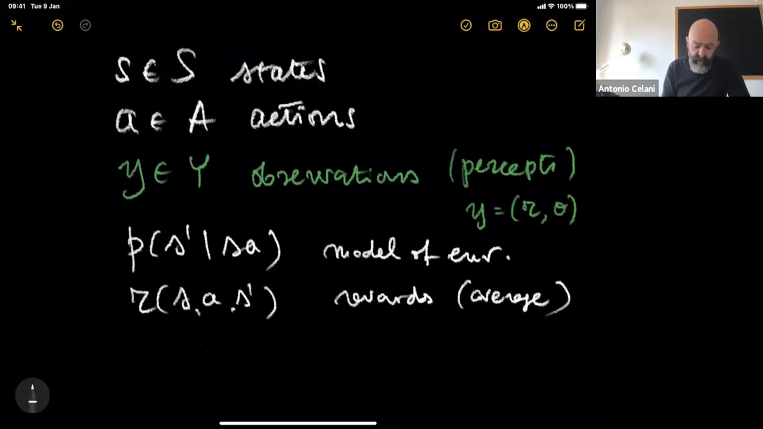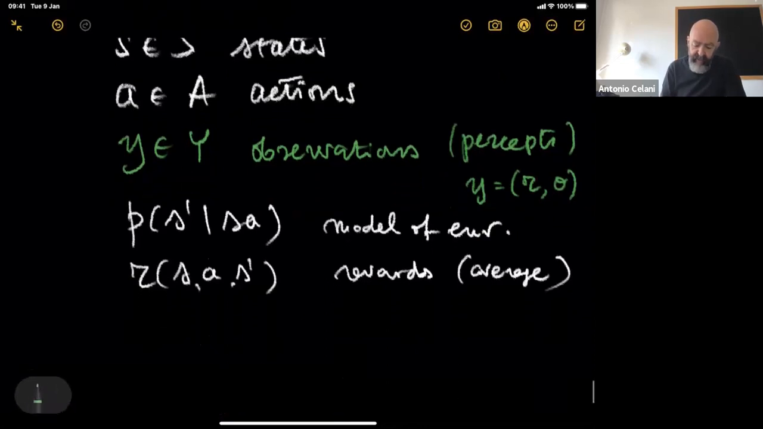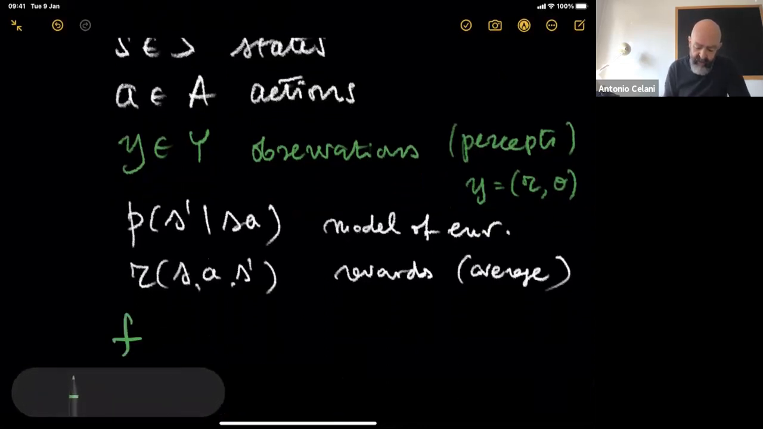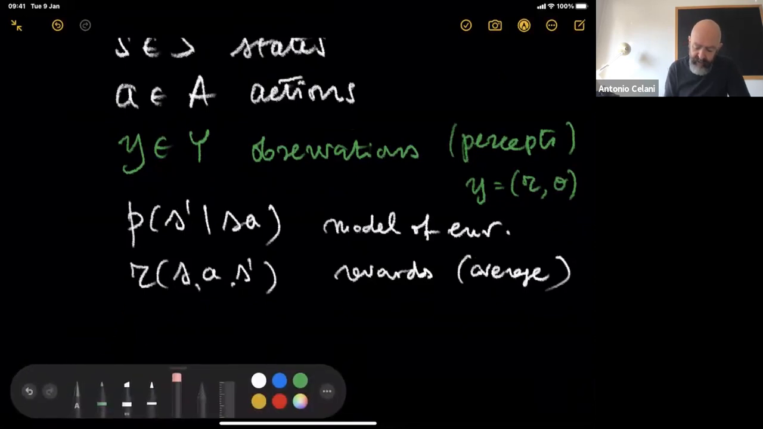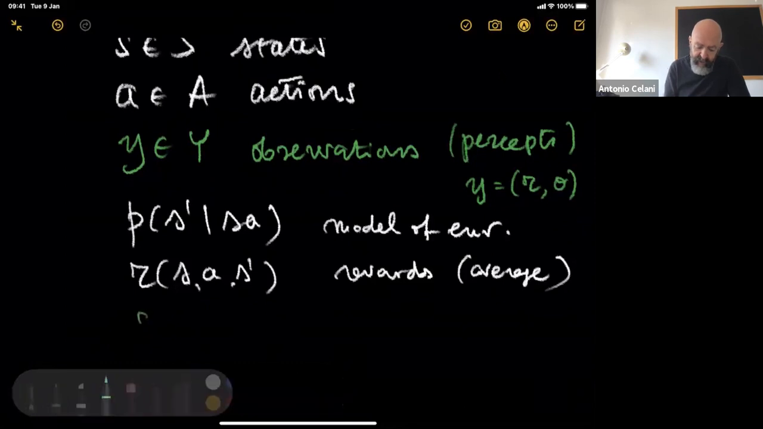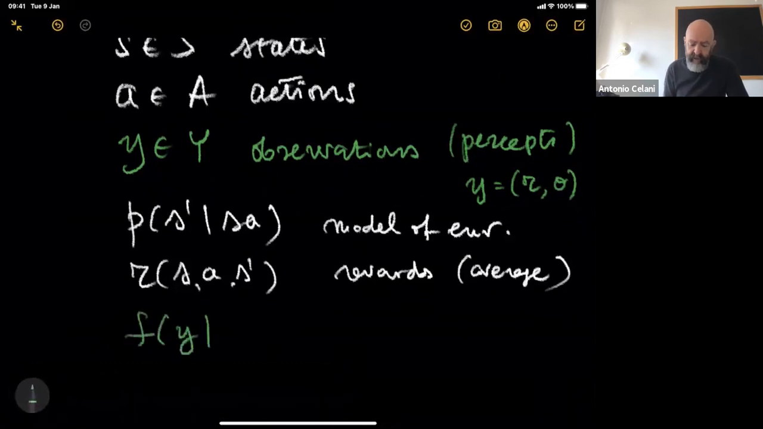Then, of course, since you have observations, you have to provide a model for observations as well. That is, how do you expect observations to be distributed in probability? In the specific case of POMDPs, the notation that is used is the following. The observations will be dependent on the action you take and on the new state, the state on which you land.